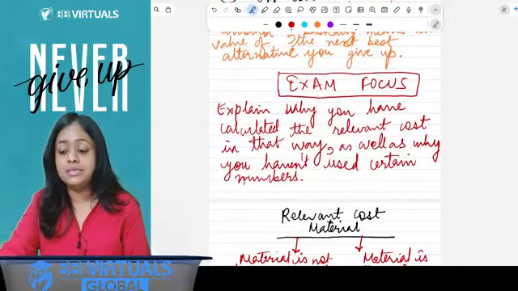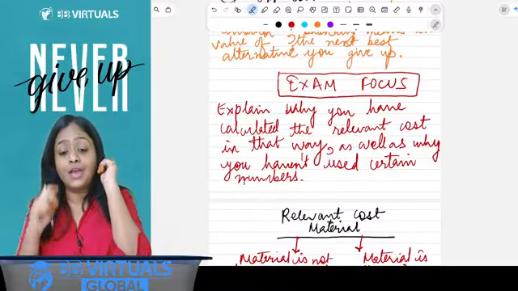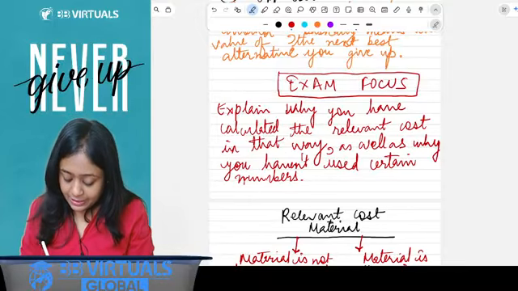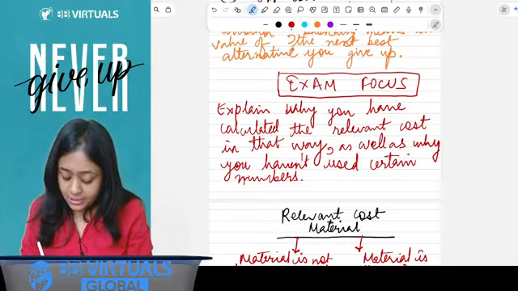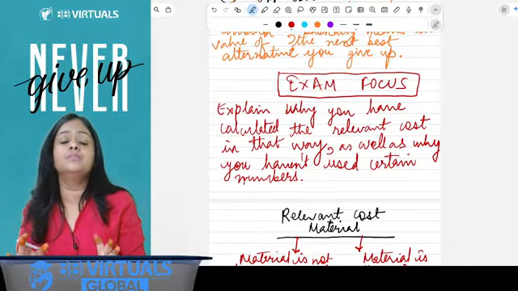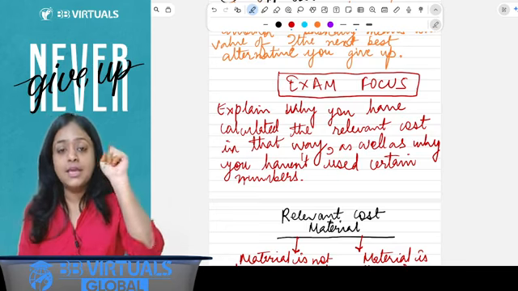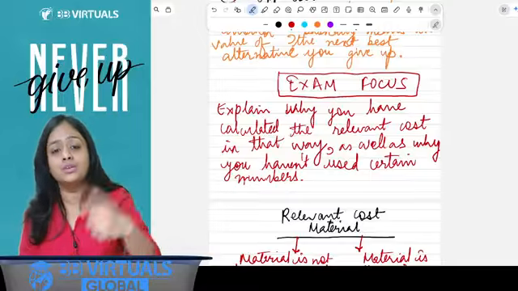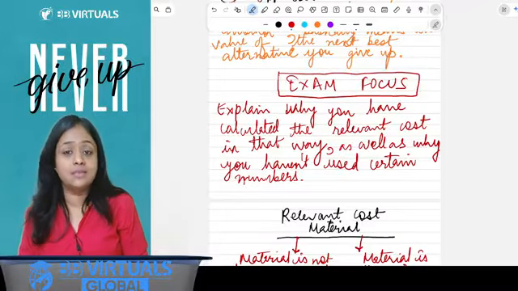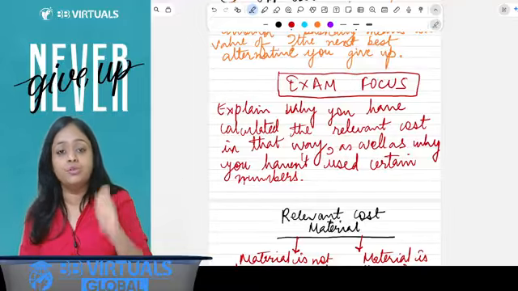Okay, now let's look at the exam focus point, the main point that you have to ensure you don't forget in your exam. Explain why you have calculated the relevant cost in that way, as well as why you haven't used certain numbers. So this is a pointer that you have to remember whenever you are asked about relevant costing. Always do two things. Number one, why have you taken a particular cost as a relevant cost? And number two, why haven't you taken the other costs as relevant costs? So give reasons for both in the exam to get the marks.